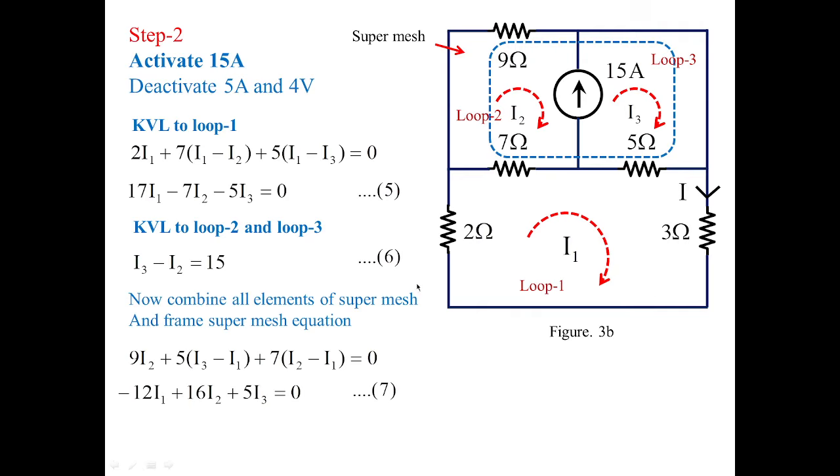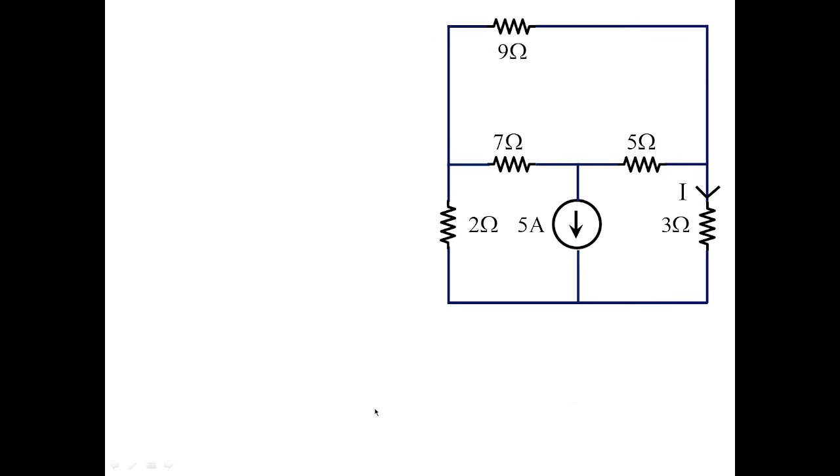So solving equations 5, 6, 7, I am going to get the value of I1 is equal to 3.16, I2 is equal to minus 1.76, I3 is equal to 13.23. Remember, we need to concentrate on 3.16 amperes. So I am taking these equations as numbers 8, 9, 10, and finally I am making this active source 5 amperes as active, and 4 volts as well as 15 amperes I am removing. Here also it forms a super mesh.